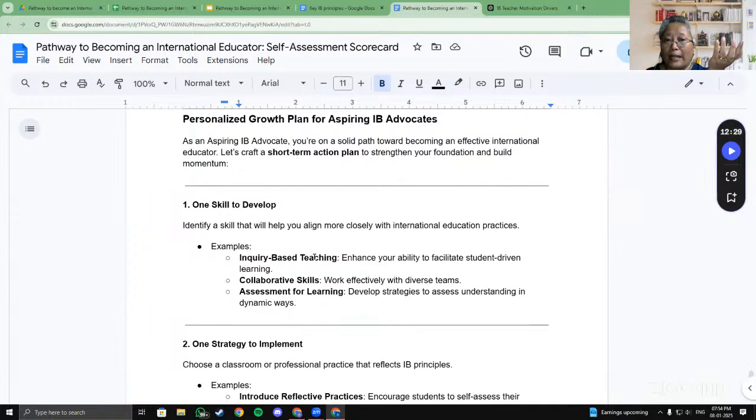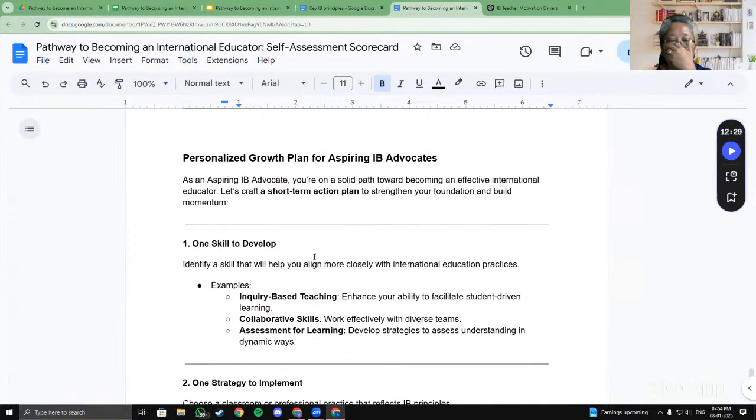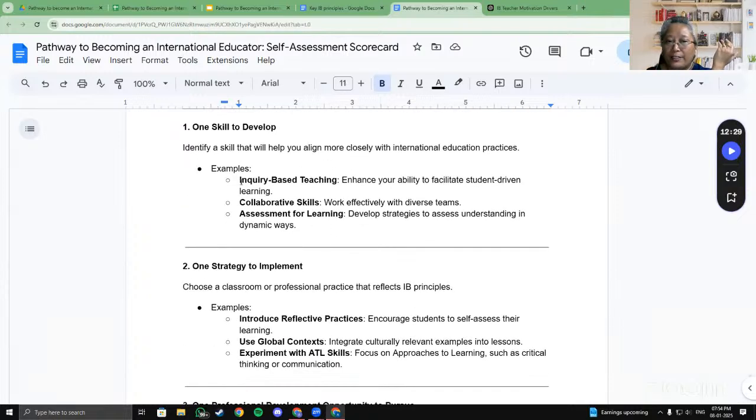Personal growth plan for aspiring IB advocates, those who have got a score between 75 to 89, what can you do? One skill to develop is inquiry-based teaching. You will enhance your ability to facilitate student-driven learning. You will work effectively with diverse teams, so you will work on your collaborative skills. Okay, try to connect with other people.